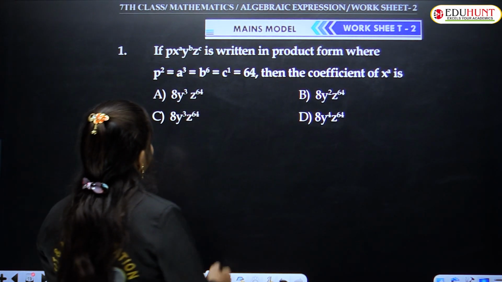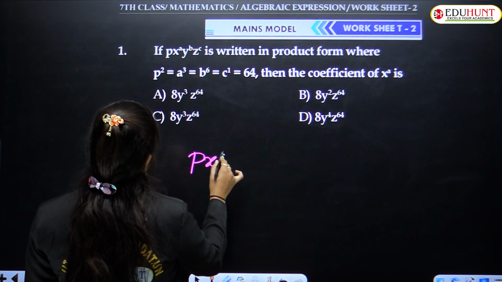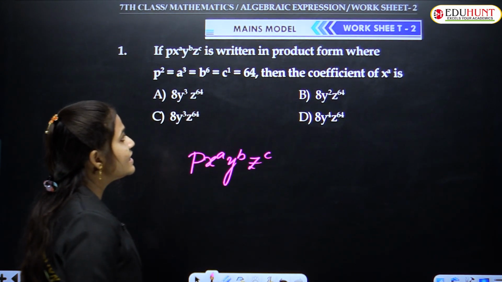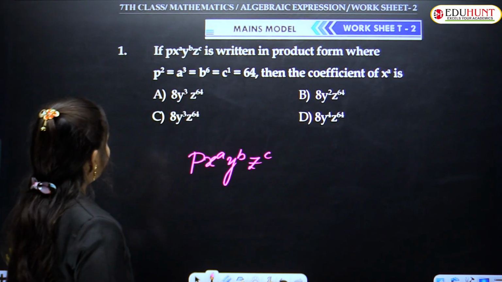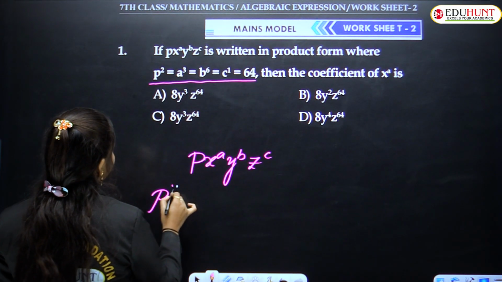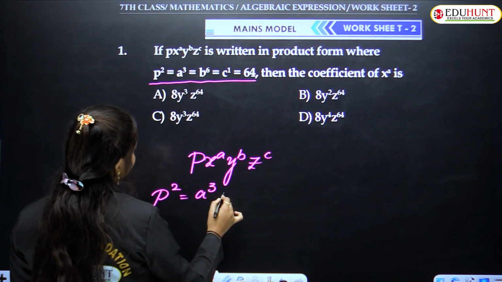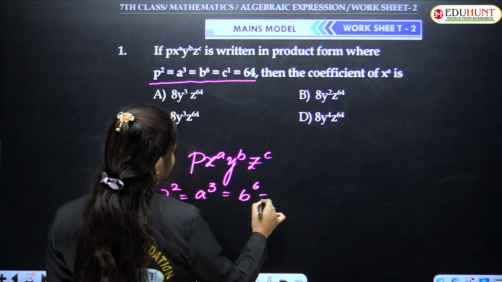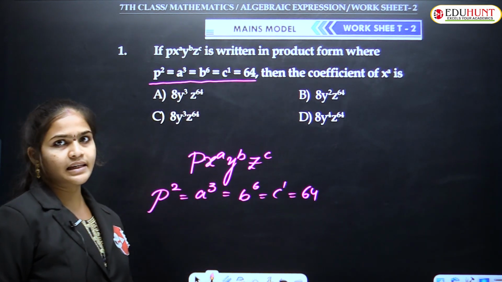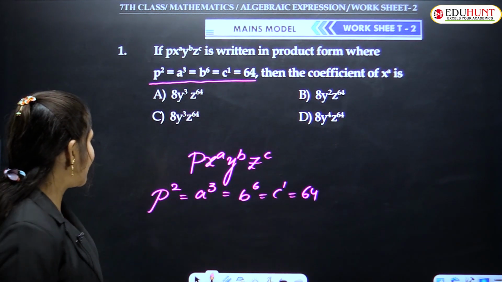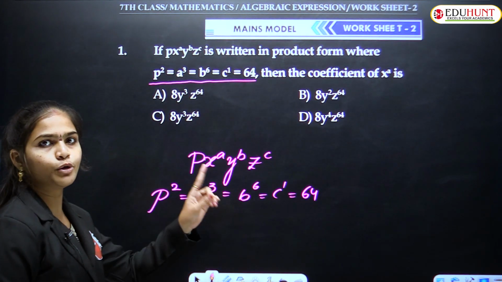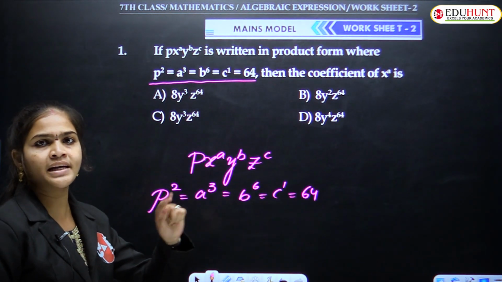What is that? If p x power a, y power b, z power c is written in the product form where p square is equal to a cube is equal to b power 6 is equal to c power 1 is equal to 64. Okay, this is the given condition. As per this condition, shall we write like that?